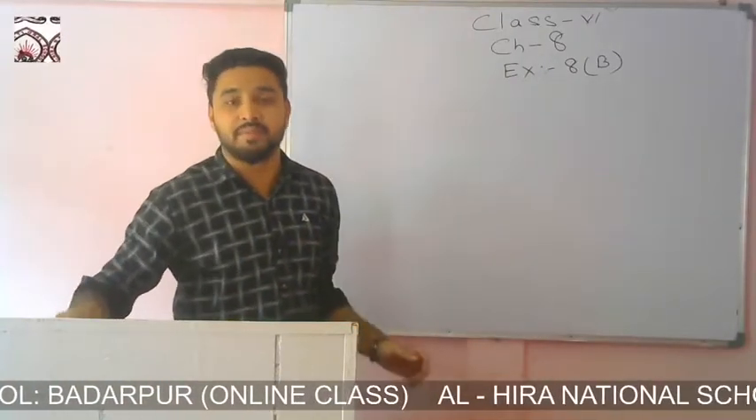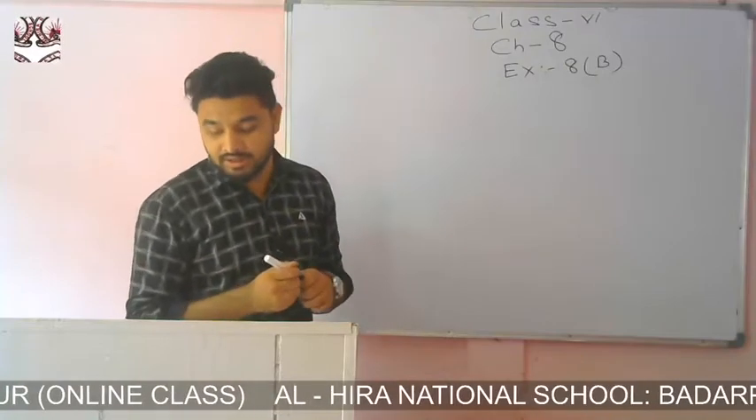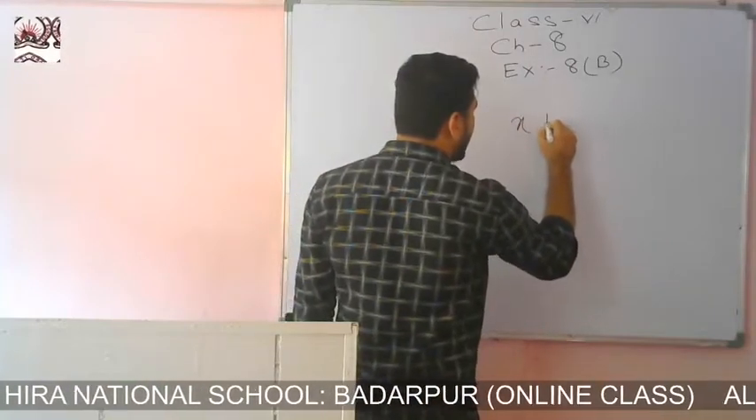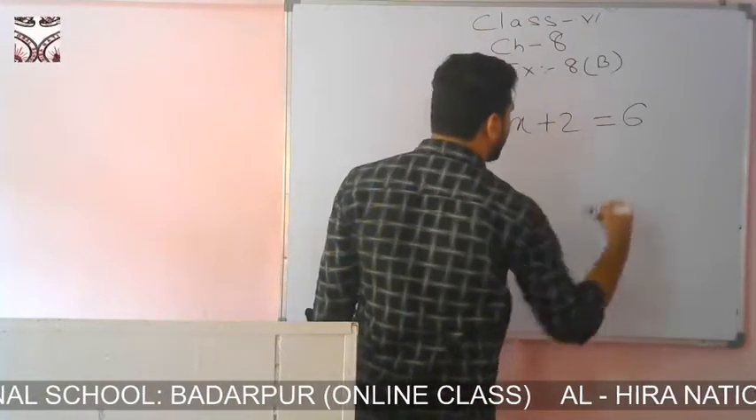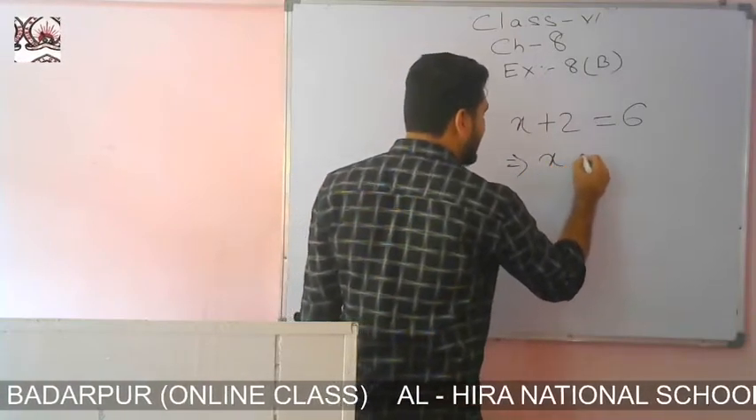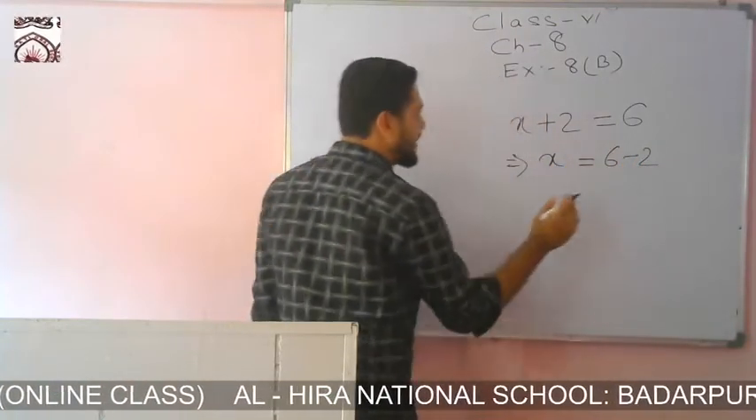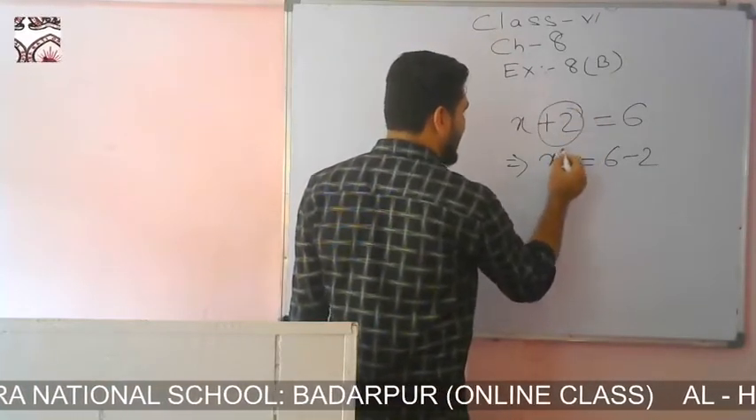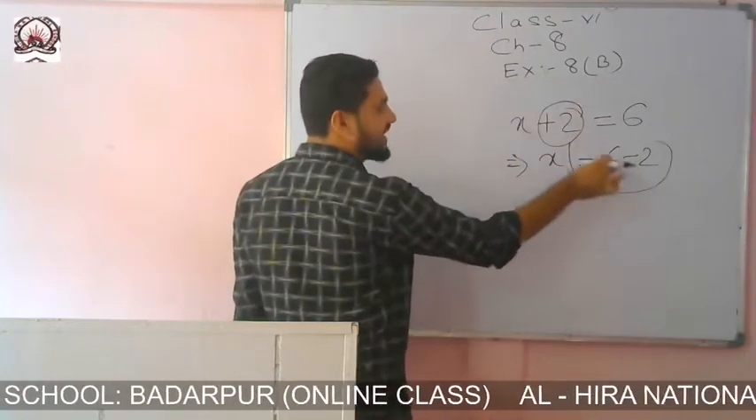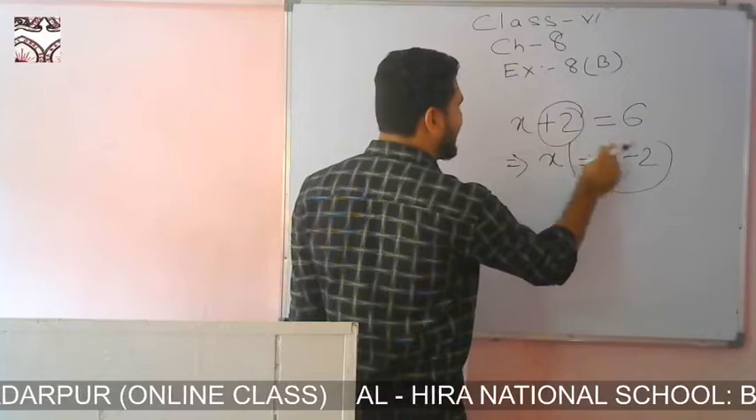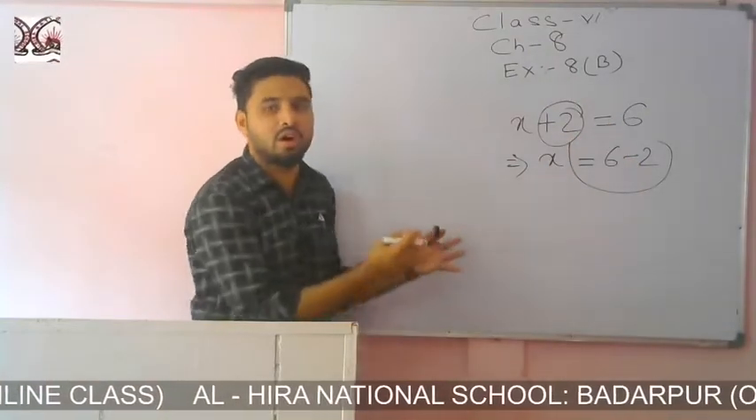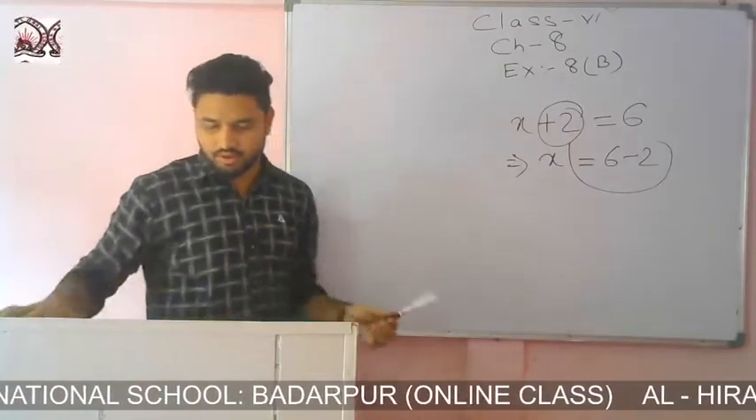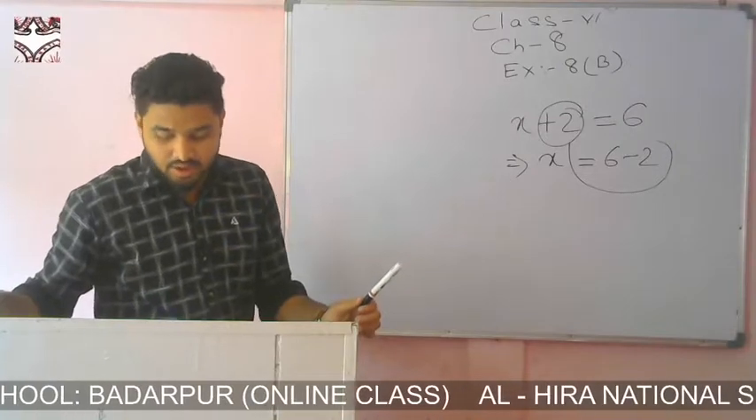In the last class we discussed that transposition means what? Suppose x plus 2 equals 6, that means we can write x equals 6 minus 2. So that is transposition or shifting, that is, plus 2 is shifted to the right side by changing the sign, from plus it has been made minus. That is called shifting or transposition. We have already done this in the last class. Now come to the exercise questions.